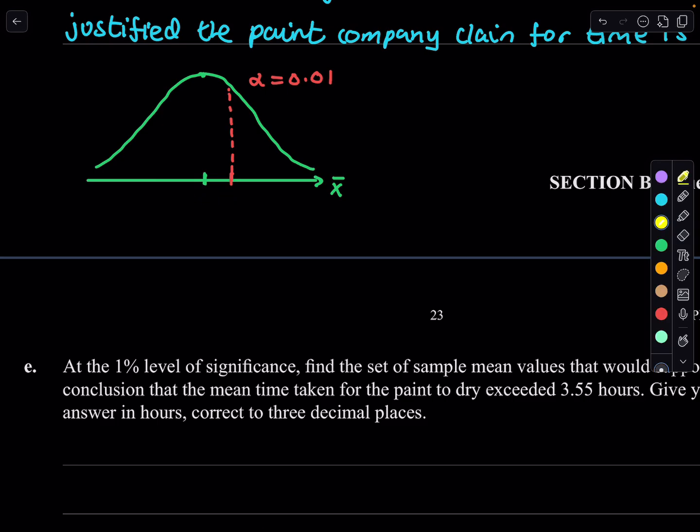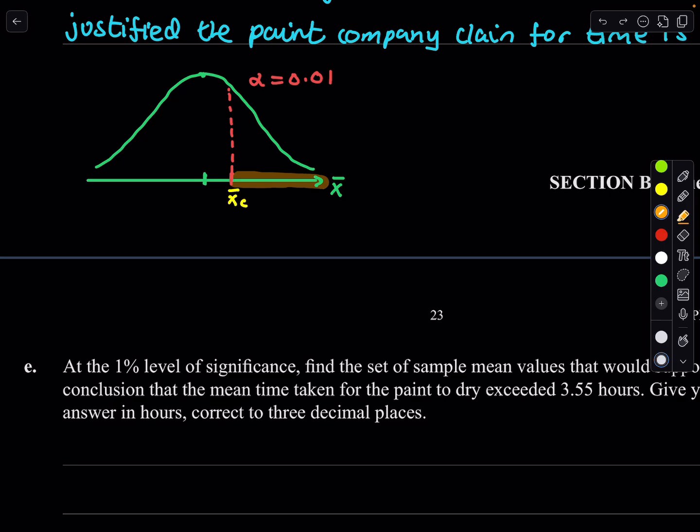Let me rub this out. We want to find this x critical here. What this is basically is, we know that any value here, we actually reject the null hypothesis, and any value here, we accept the null hypothesis.